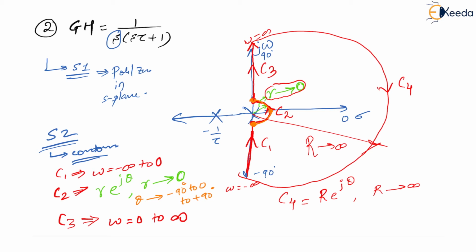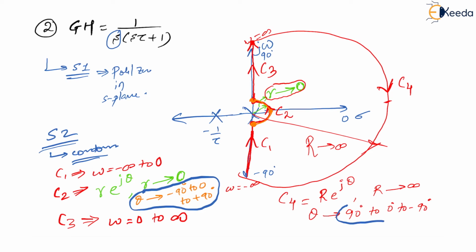And what are the angles? If you see, the direction is this way, which means it is starting from plus 90 degrees to 0 and then again to minus 90 degrees. So theta varies from 90 degrees to 0 degrees to minus 90 degrees. If you observe, here the small theta varies from minus 90 degrees to 0 to positive 90 degrees, whereas here theta varies from positive 90 degrees to 0 to minus 90 degrees. I hope you are understanding this point. These are very, very small points, so it is very, very important.